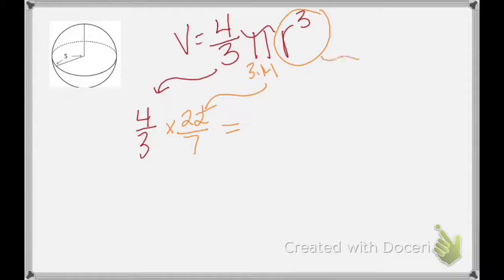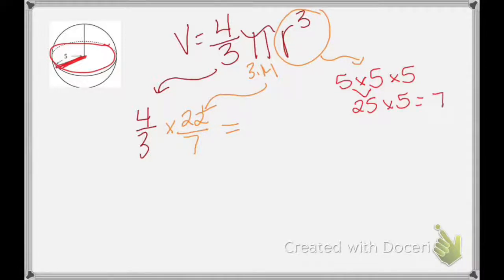Now for our radius cubed, we can see that in our sphere, this 5 right here is our radius because it only goes halfway for this circle in the center. So that means that we're going to be doing 5 times 5 times 5. Do not say that that is 15. 5 times 5 gives us 25, and then 5 times 25 gives us 125. So for our radius cubed here, it will equal 125.